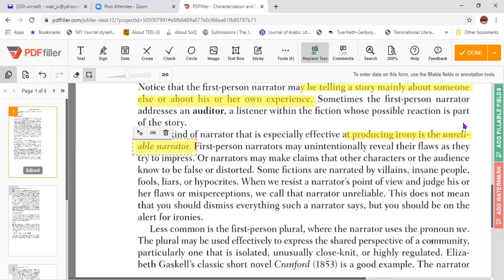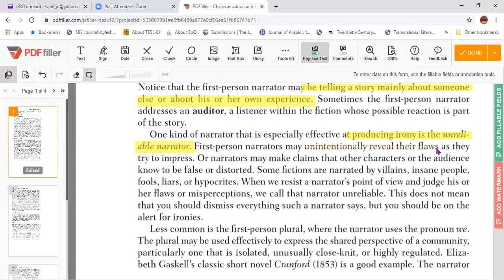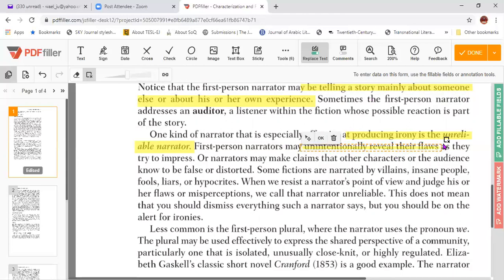Because he unintentionally reveals his flaws, his problems, as they try to impress. And we as readers can tell that the first-person narrator is unreliable, that we cannot rely on this character, because simply he exaggerates or he tells lies from his own or her own point of view.